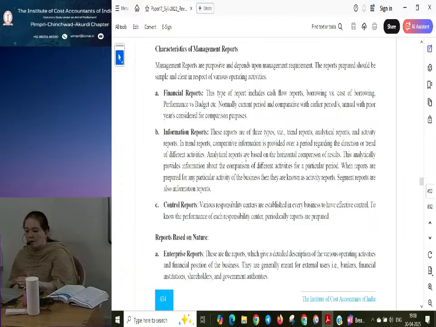Then control reports. So what are the control areas? Where are these controls effective or not? So the performance of each responsibility center, periodically how it is going on.